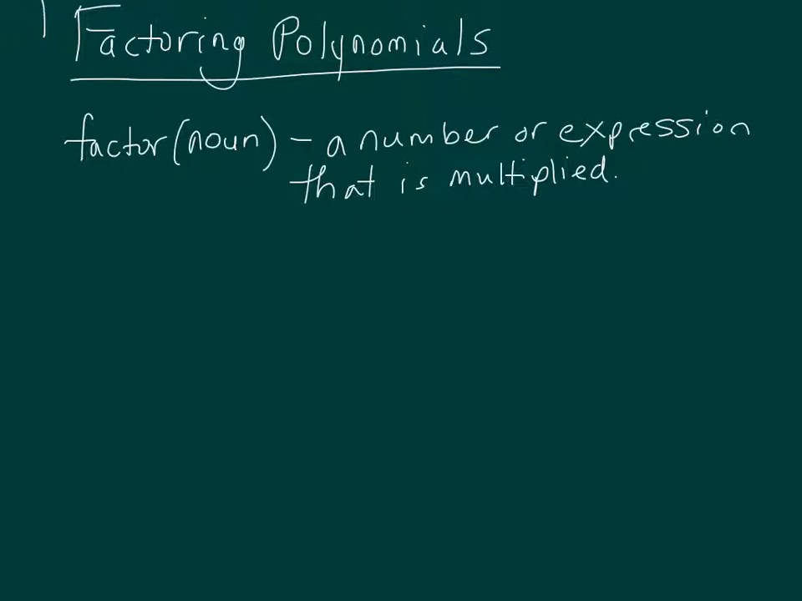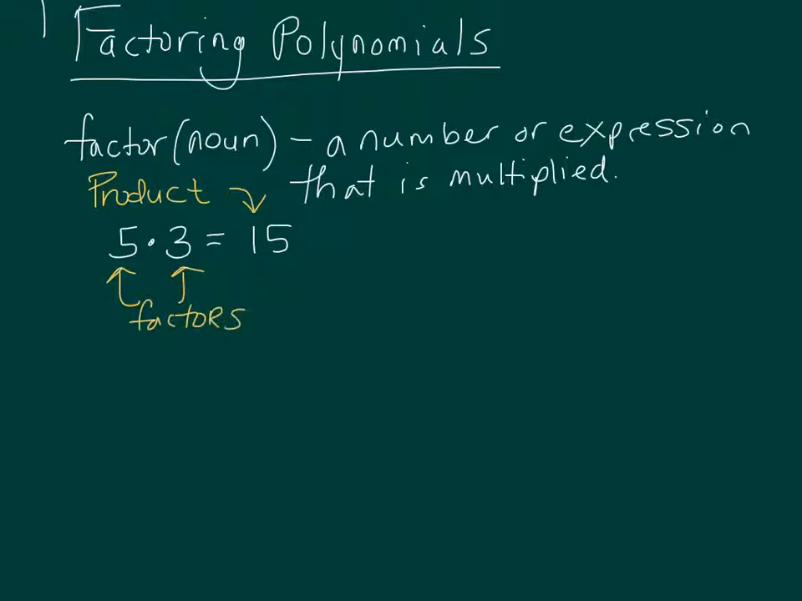So let's say we had something like 5 times 3, and that equals 15. Well, we know that 15 is called the product. The product is the result of multiplication, but we can call 5 and 3 factors. And in fact, we can call them factors of 15. So 5 is a factor of 15, 3 is a factor of 15. But this also works with expressions, and we don't tend to think about expressions when we think about factors and product.